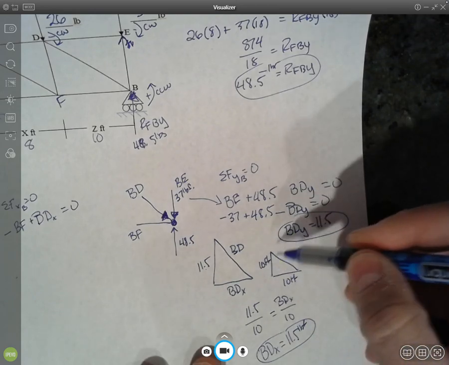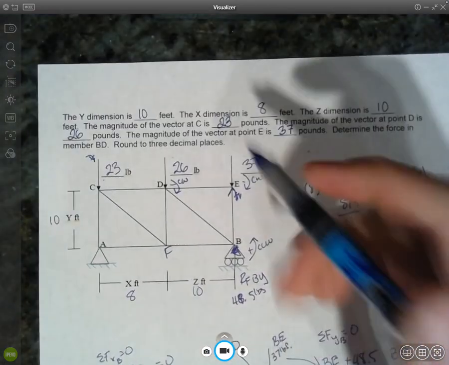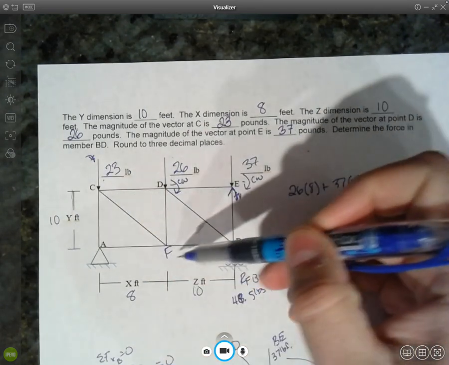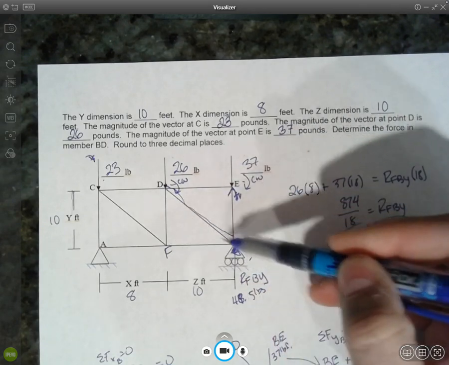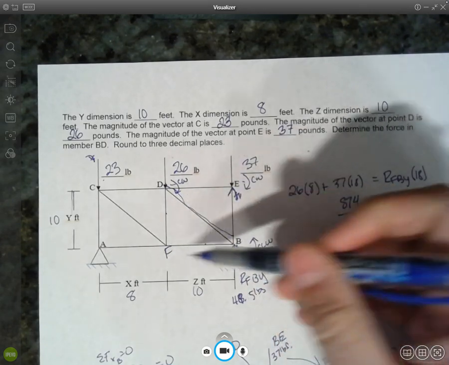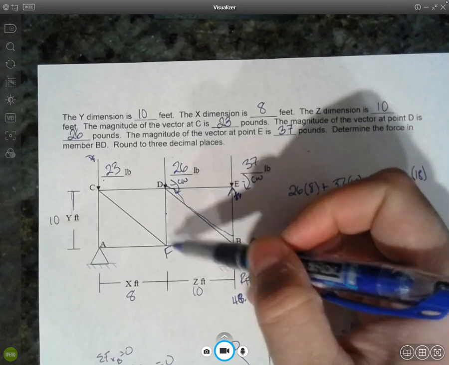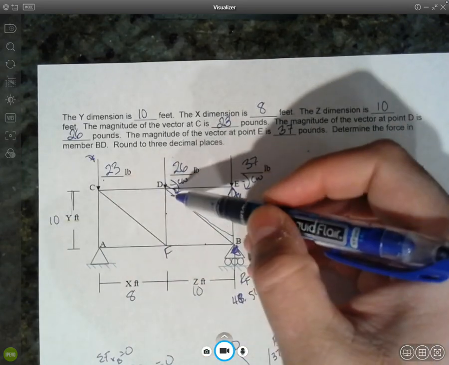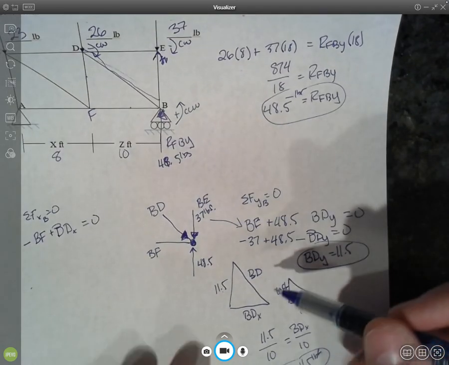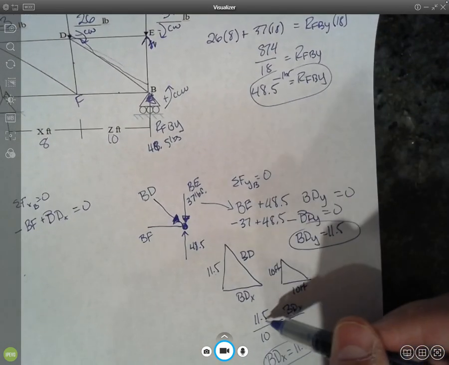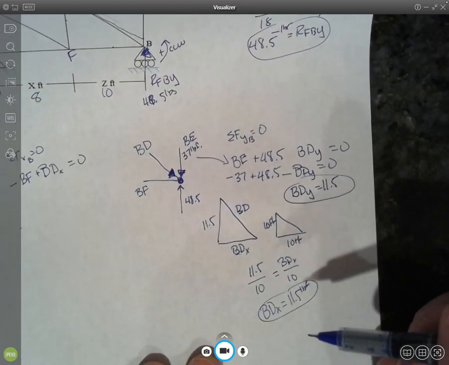Where did 10 by 10 come from? If you go up here and look at this, it's 10 feet here and 10 feet here. So if I made BD into a right triangle, it would have a 10 foot and a 10 foot. We're not thinking BD, BF, and DF. We're thinking just this and making it into a right triangle with those dimensions, because then they're similar triangles and we can figure out what this dimension is.